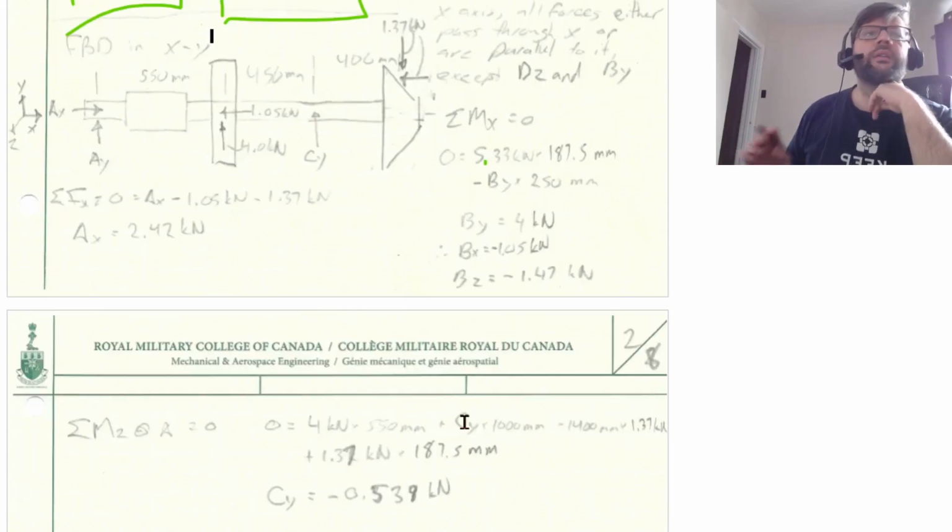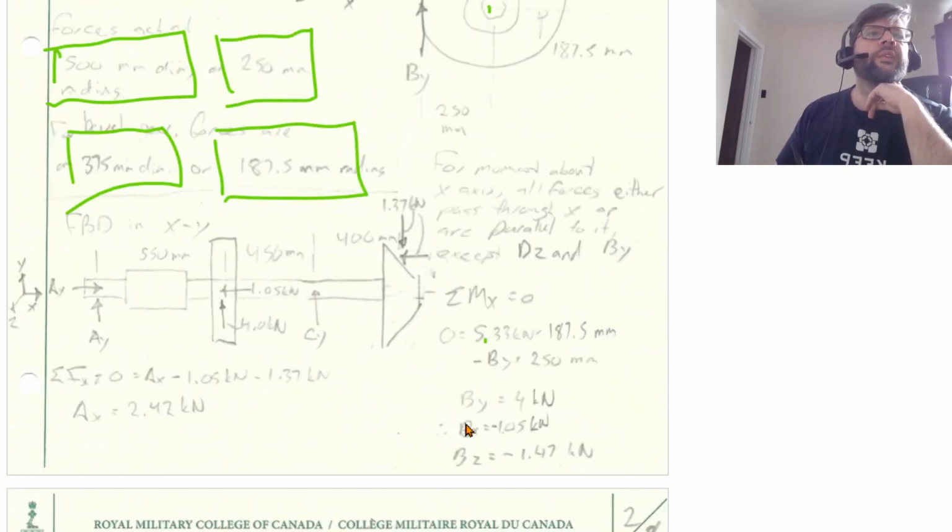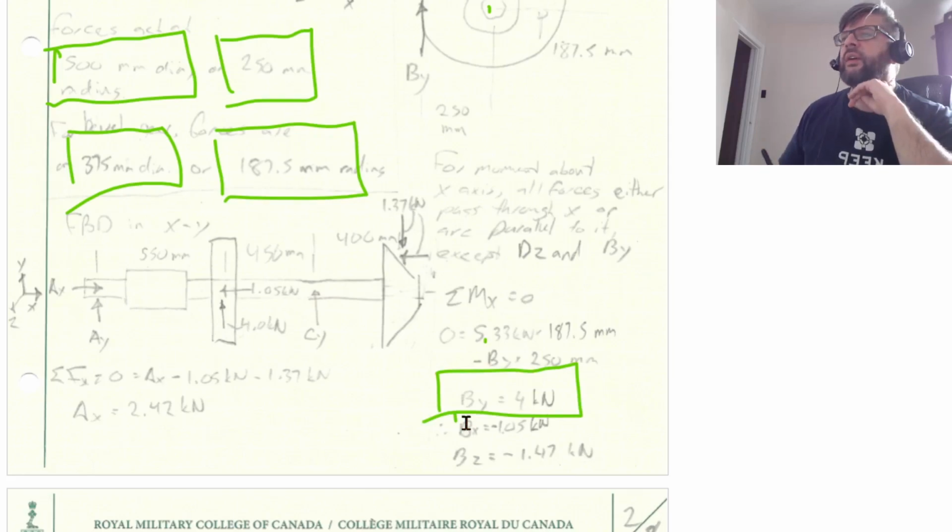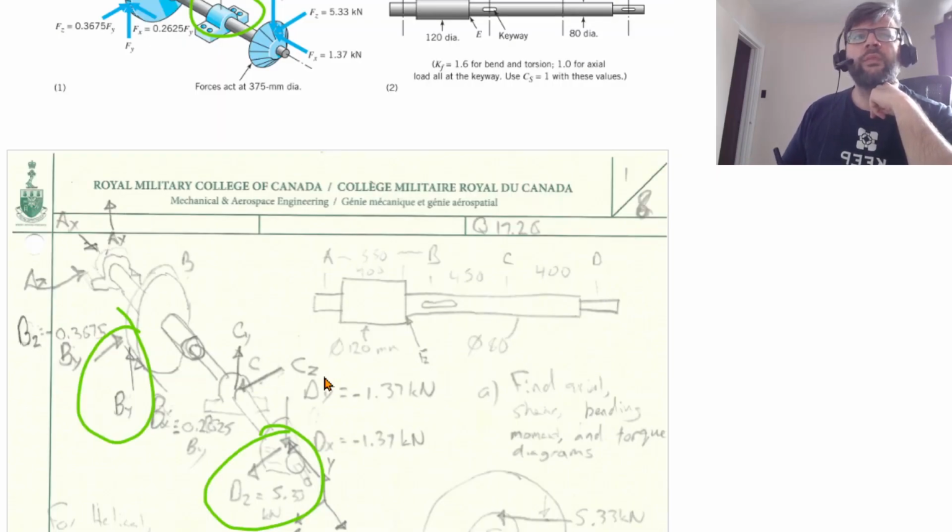So taking our moments, we're able to solve for By equal to 4 kilonewtons. And then from that, since we're given Bx and Bz in terms of By, we can solve for Bx as a negative 0.05 kilonewtons and Bz as a negative 1.47 kilonewtons. I assigned the signs based upon their directions on this graph relative to the coordinate system chosen.